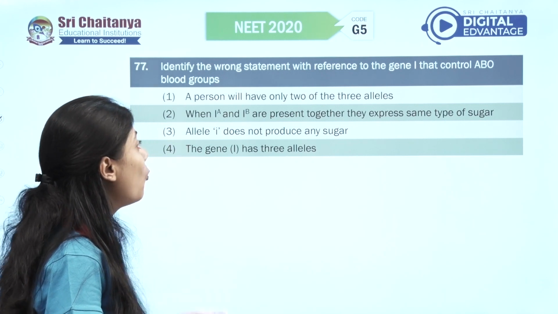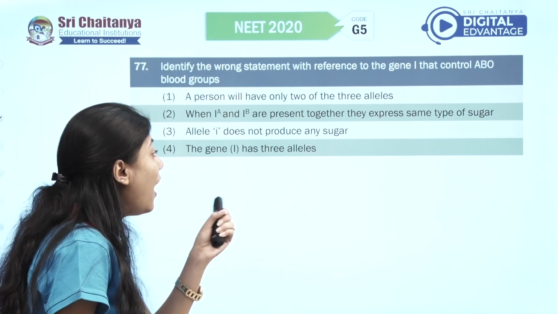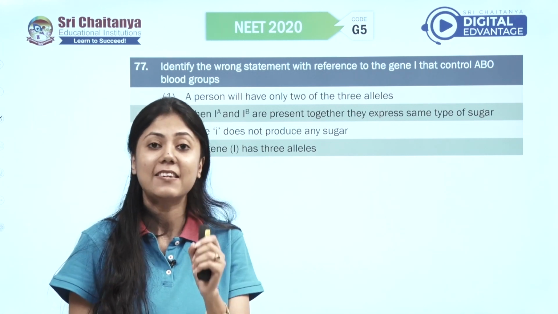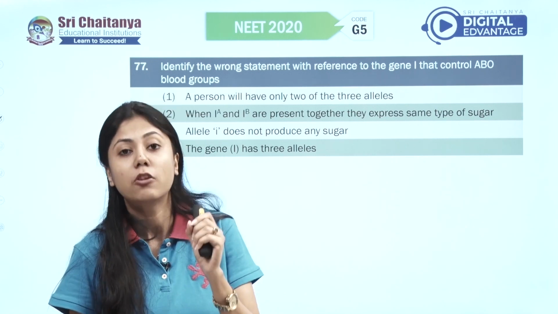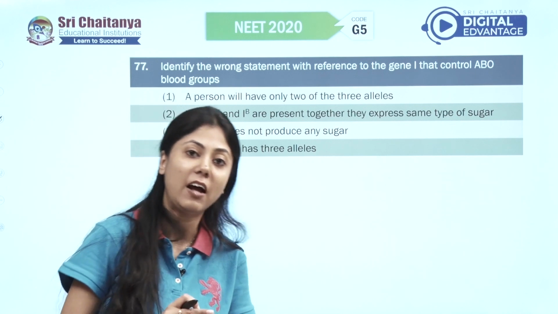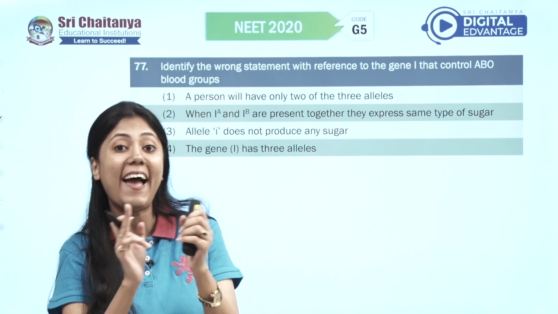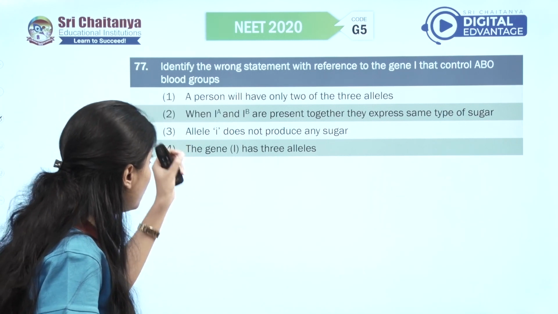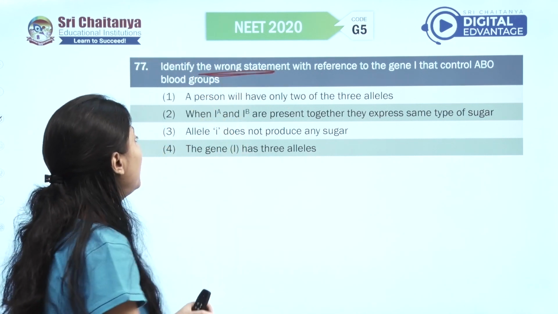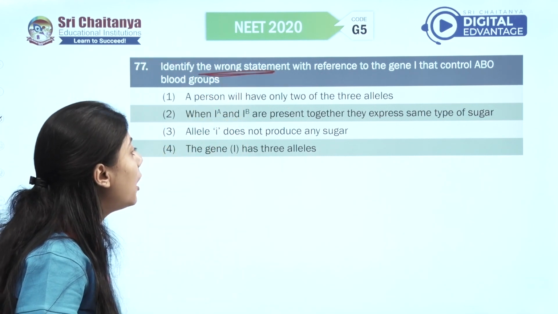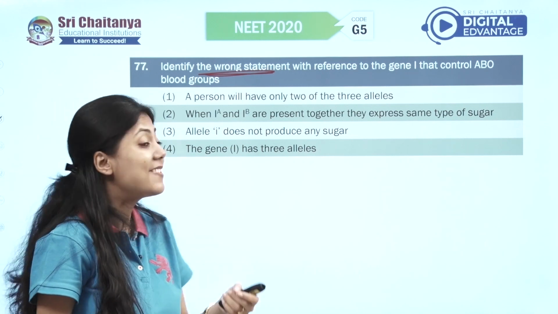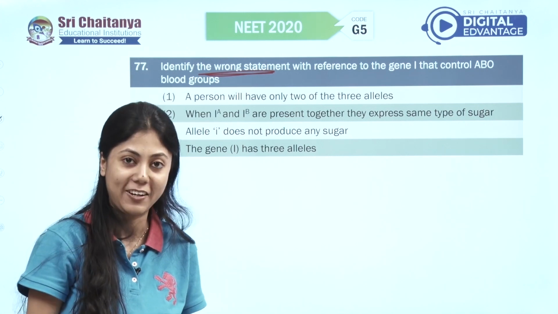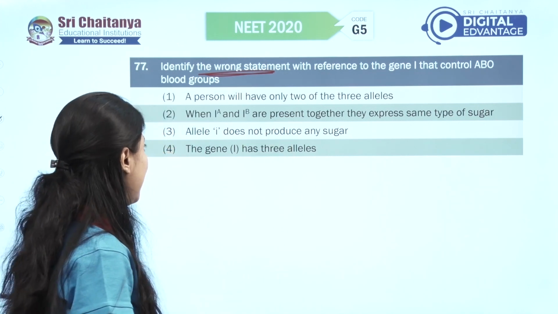Identify the wrong statement with reference to the gene I that controls ABO blood grouping. You know that the gene I is having multiple allelism. It has three alleles, IA, IB and IO. And you know that IA and IB are codominant to each other. So the wrong statement here is when IA and IB are present together, they express same type of sugar. No, they will be expressing different types of sugar. Clear? So this is the wrong statement, right?